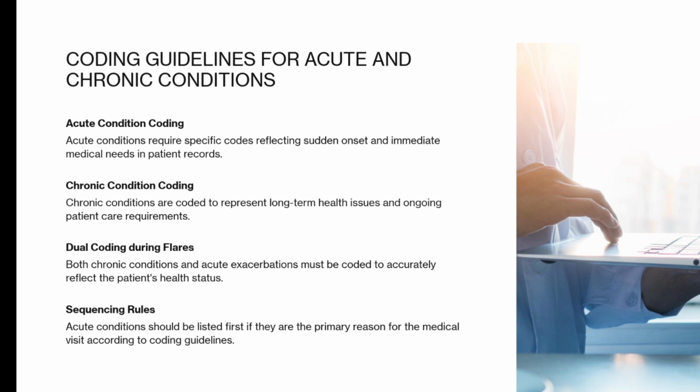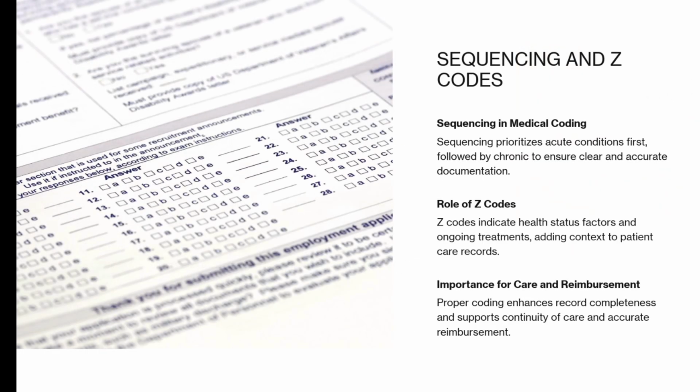This is the most important part: coding guidelines for acute and chronic conditions. Acute conditions use specific codes for sudden symptoms. Chronic conditions use codes for long-term issues. When chronic conditions flare up, code both the chronic condition and the acute exacerbation. Sequence acute conditions first if they're the primary reason for the visit.